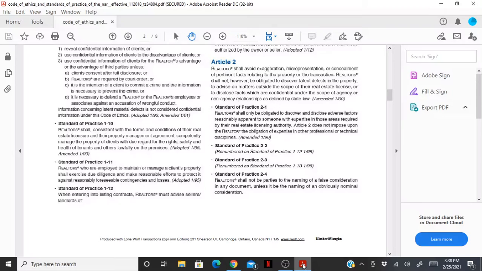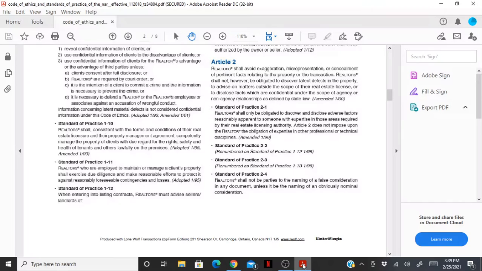So, in other words, we are not obligated to go search for pertinent defects to the property. We are not appraisers, we are not inspectors, we are not roofers. All of that will come out in an inspection. And so basically, in layman's terms, it says stay in your lane. Okay. So, standard of practice 2-1.